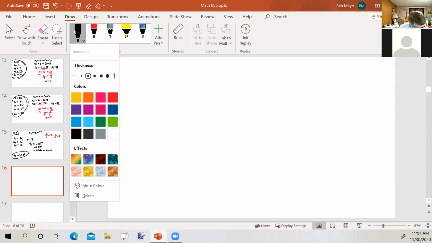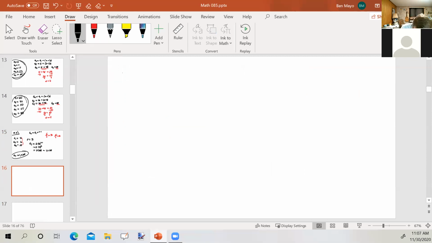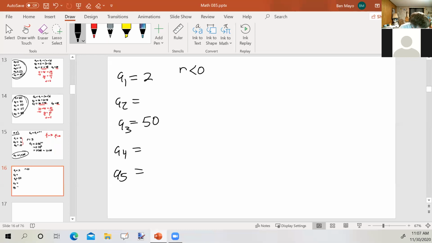It says, write the first 5 terms of a geometric sequence with the following properties. Let's see. The first term is 2, and it says that r is less than 0. So it's basically telling us that r is a negative number. It also says the third term is 50, and we're supposed to find the first 5 terms.